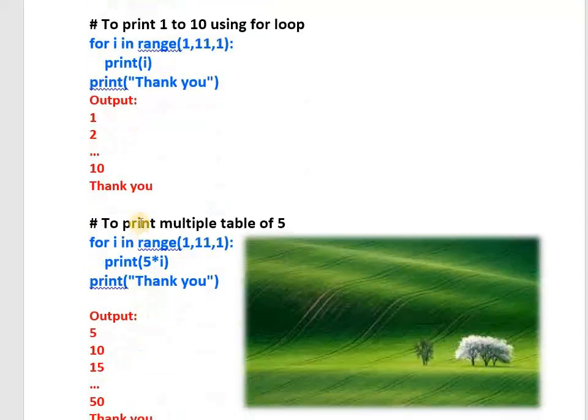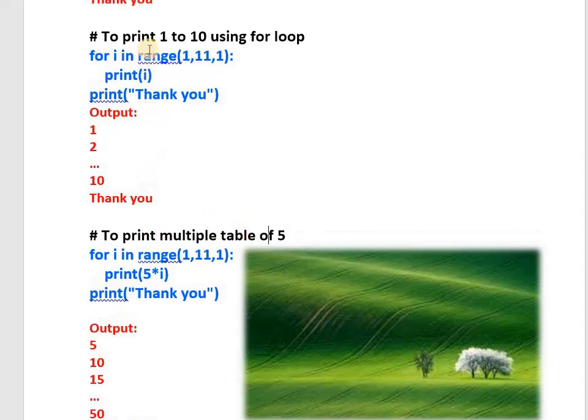Now I would like to print the multiplication table of 5. Write a Python program to print the multiplication table of 5. Any table you take, we multiply that value with 1 to 10 numbers. This code will generate 1 to 10 numbers. For i in range 1 to 11 means 1 to 10, with addition of 1, so it prints 1 to 10.